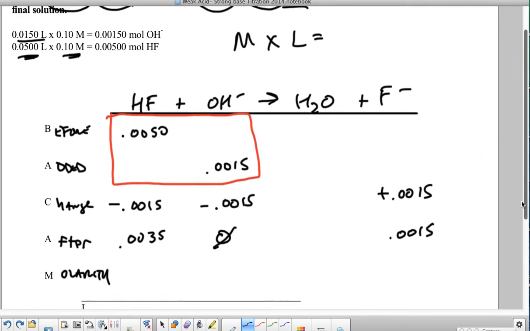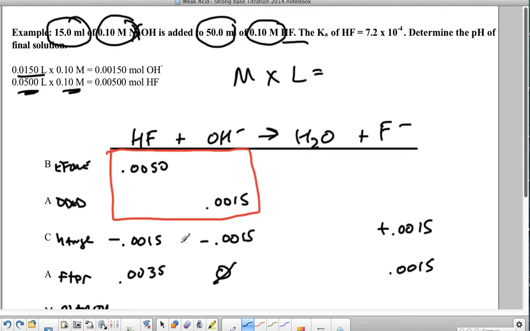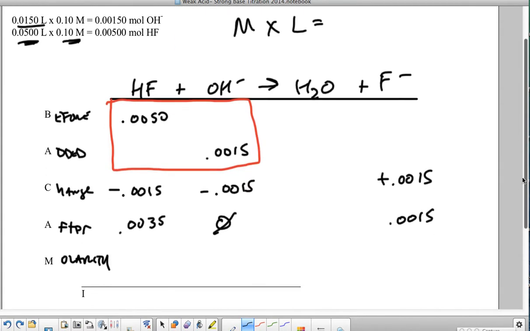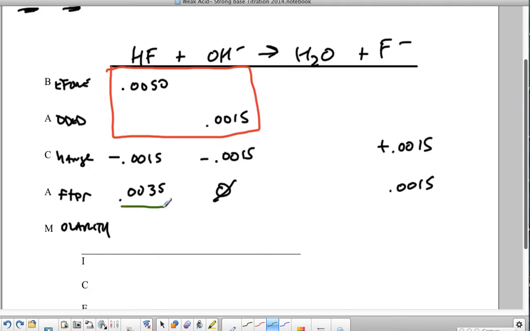Now, to get to molarity, because I have the moles after, molarity is always going to be divided by the new volume. I took 50 and added 15 to it. So my new volume is going to be 65. So I'm going to divide this by 0.065 liters. Let me see. 0.0035 divided by 0.065 is going to be 0.054. That's my molarity right there.